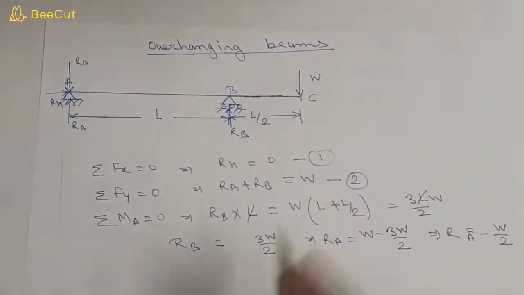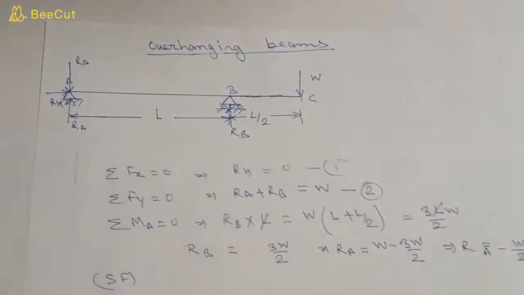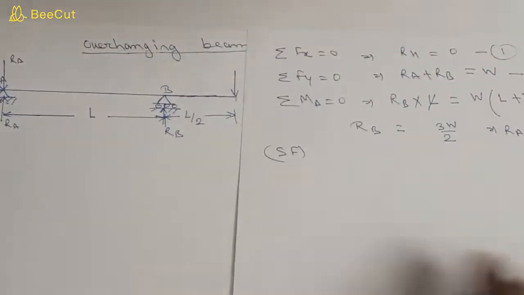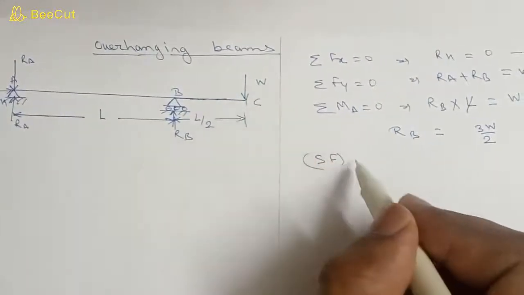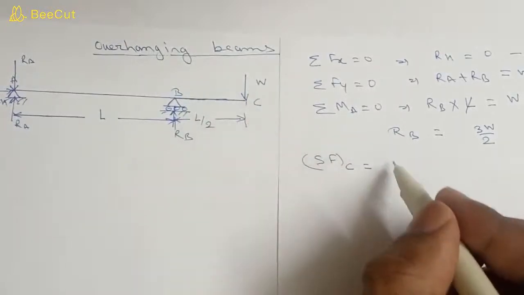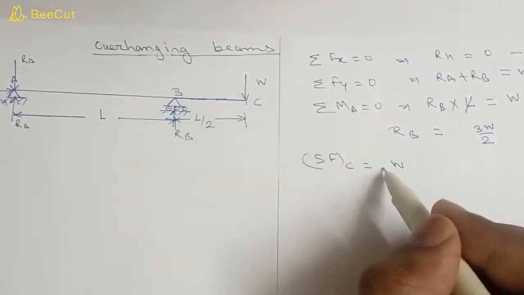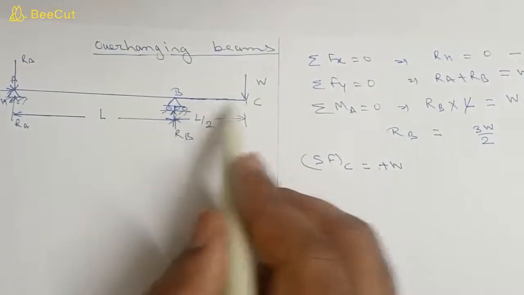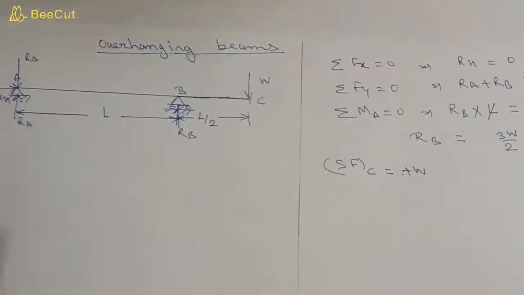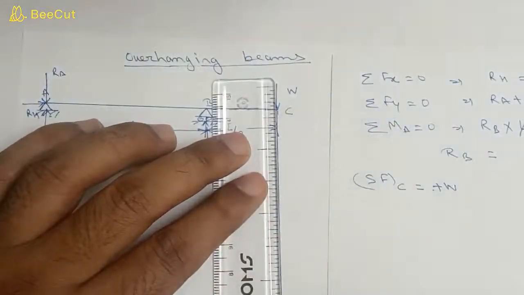Now we will calculate shear force. Suppose we are calculating from the right hand side. So shear force at this point C is equal to W, because this is downwards and this is upward, so it will be positive. So shear force at C is equal to plus W, and there is no other force, so shear force will be constant throughout this length. So let's draw the lines from all forces so that we can draw the shear force diagram and bending moment diagram.